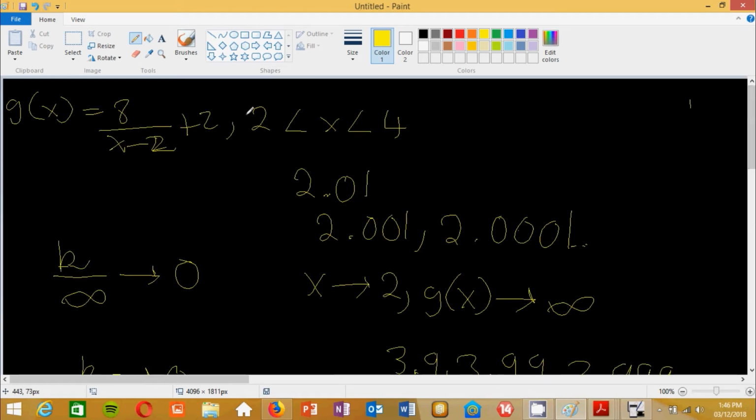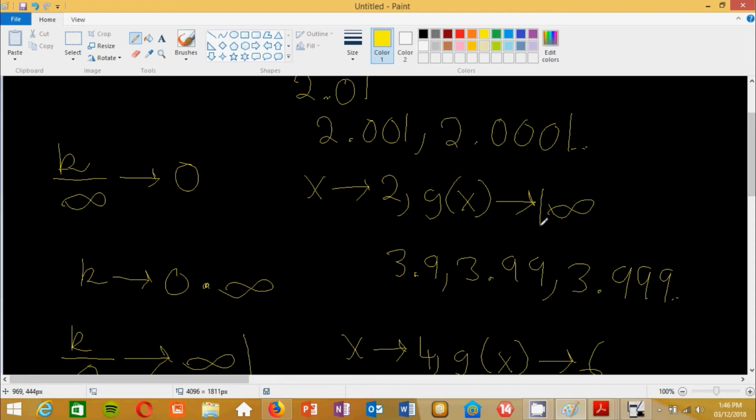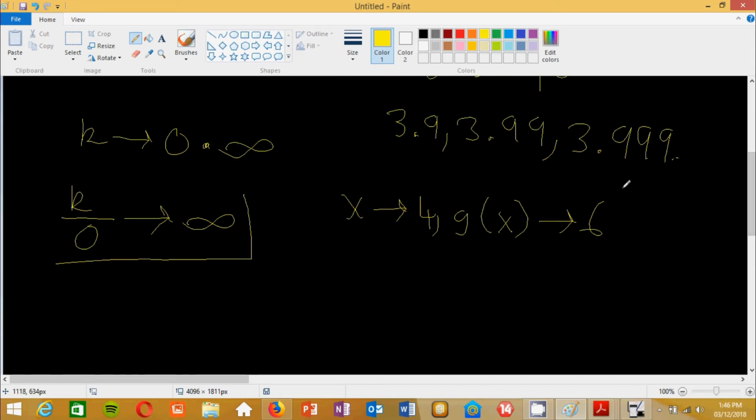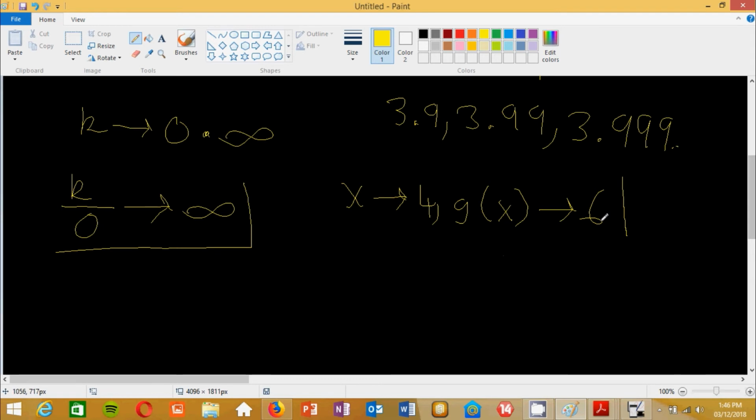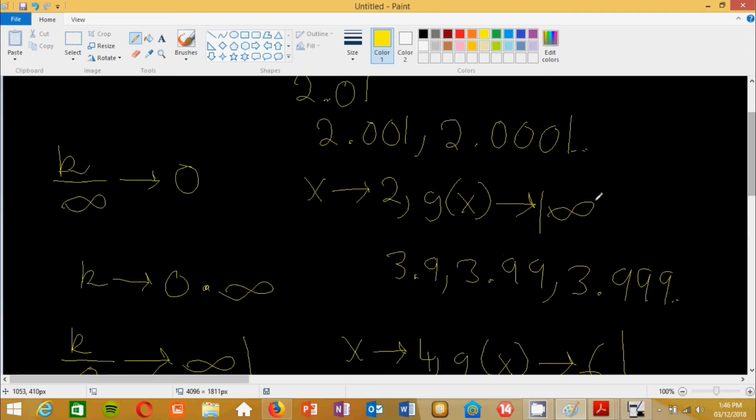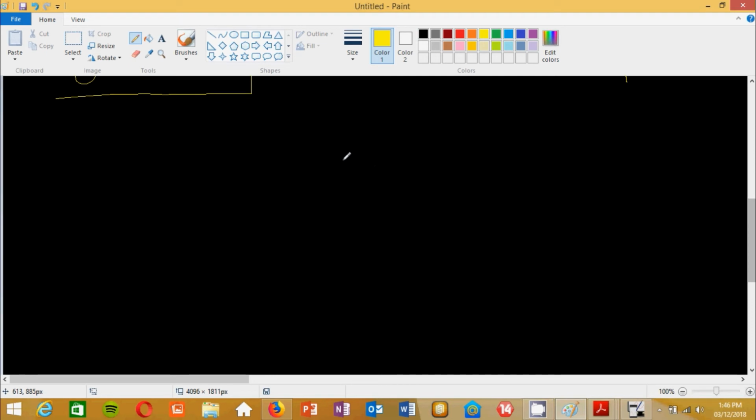So I know that if I restrict my domain from 2 to 4, I am going to restrict my g of x values from infinity to 6. What does that tell me? My g of x is approaching 6, but it will never be 6. But my g of x is also approaching infinity, but it will never be infinity. What does that mean? It tells me that my g of x is always going to be greater than 6. It's always going to be greater than 6, but it's going to be less than infinity.